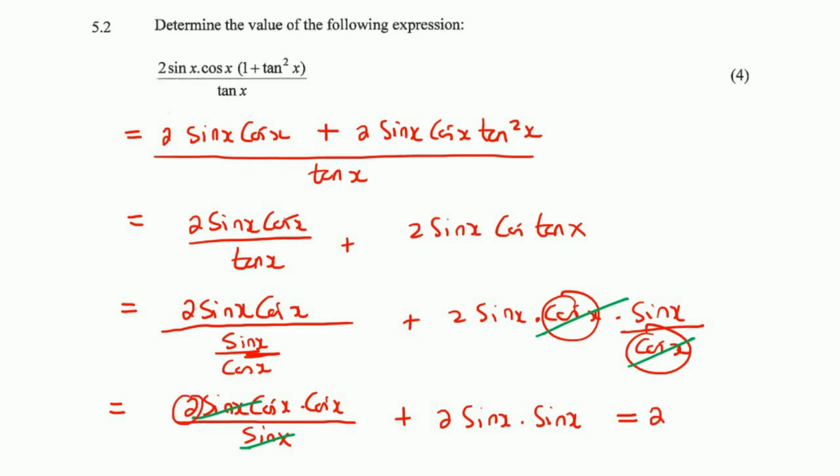And so what we end up having with this whole thing is you've still got a 2, and then you've got a cos x and a cos x left over, so that's going to become a cos squared x. And then over here we've got a 2 sin squared x. There we go. You can take out a 2 as a common factor, and you're left with cos squared x plus sin squared x, which is 1. Remember, this is the identity. We usually say sin squared plus cos squared, but it doesn't matter if you have cos squared plus sin squared. So that's going to be equal to 1.